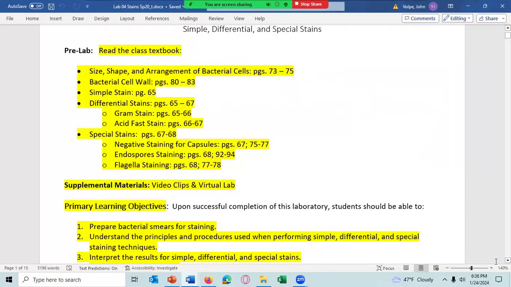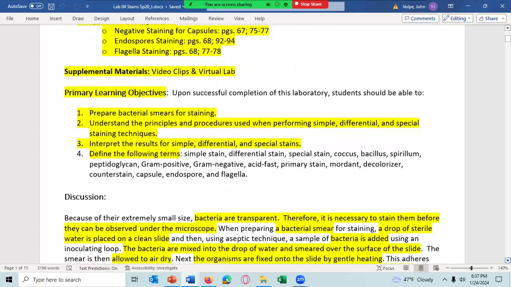The learning objectives for this lab: one, be able to prepare bacterial smears for staining. And let me state, students always get this confused. When you make a bacterial smear, you are not doing the staining. The bacterial smear is made before you do the staining. Two, understand the principles and the procedures used when performing simple, differential, and special staining techniques. Three, be able to interpret the results for a simple, a differential stain, and special stains.